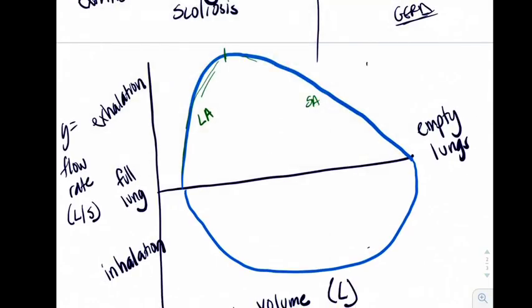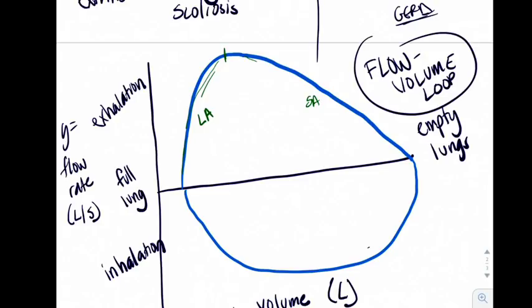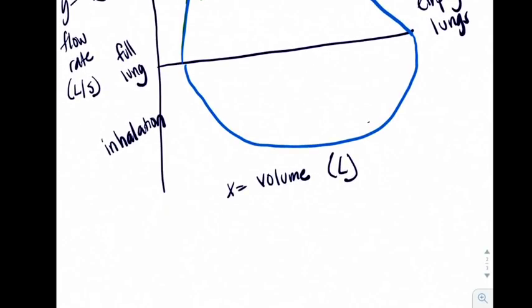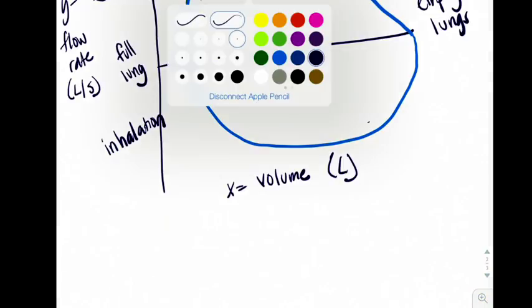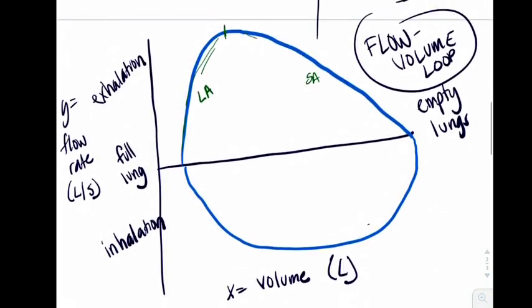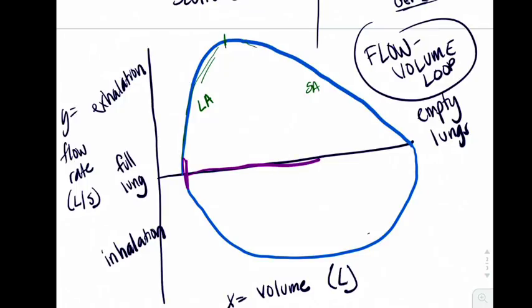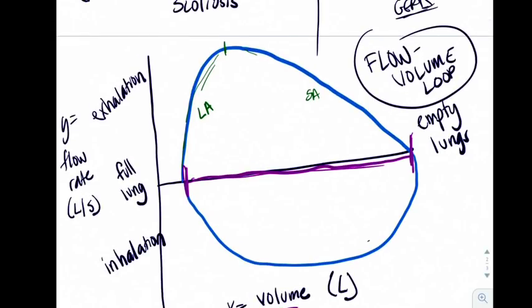This is called the flow volume loop. It's the name of this chart. So how do we tell if there's dysfunction here? Well, from here to here, this again is the volume. This is the volume of air you're moving in and out of your lungs. Or in a clinical sense, we'll call it FVC, or forced vital capacity.